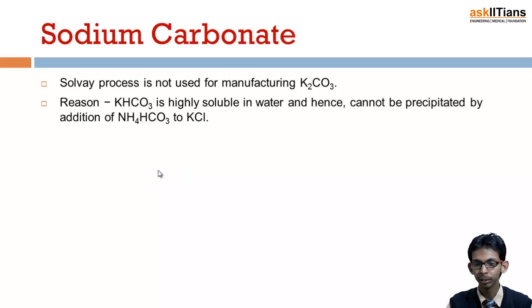But if we use the same method for preparation of potassium carbonate, we will again get potassium hydrogen carbonate, but that potassium hydrogen carbonate is highly soluble in water and hence cannot be precipitated by addition of ammonium hydrogen carbonate, and that's why this method is not used for its preparation.